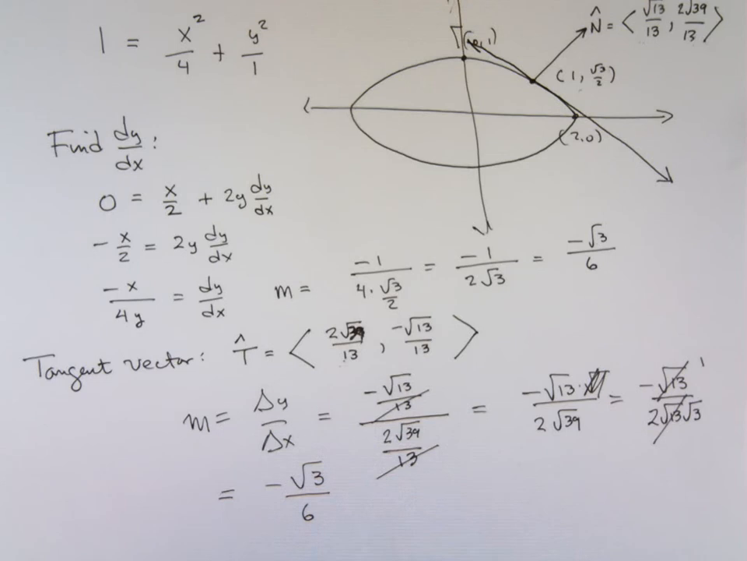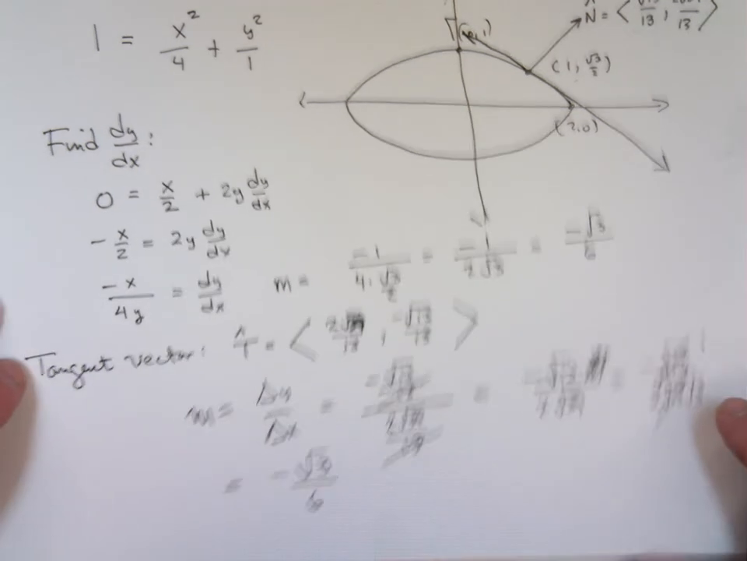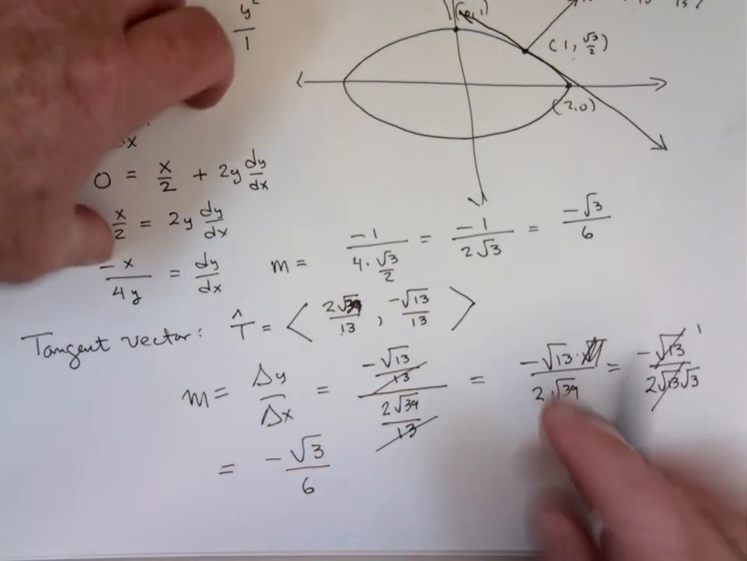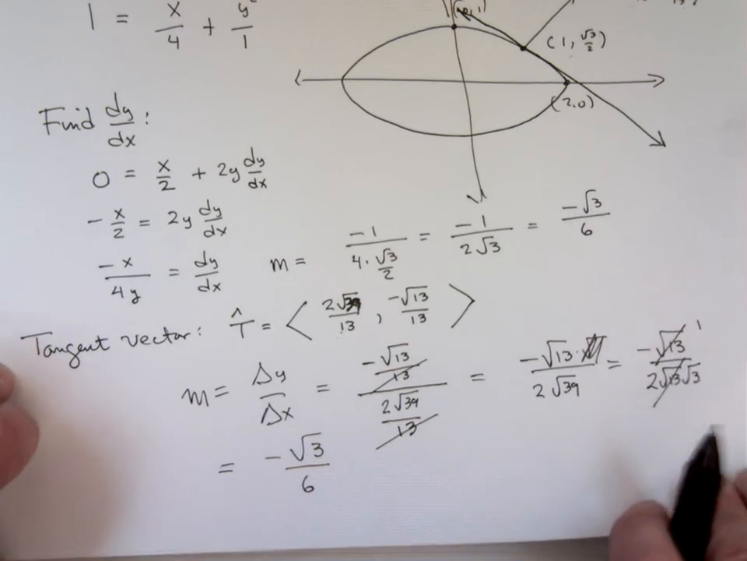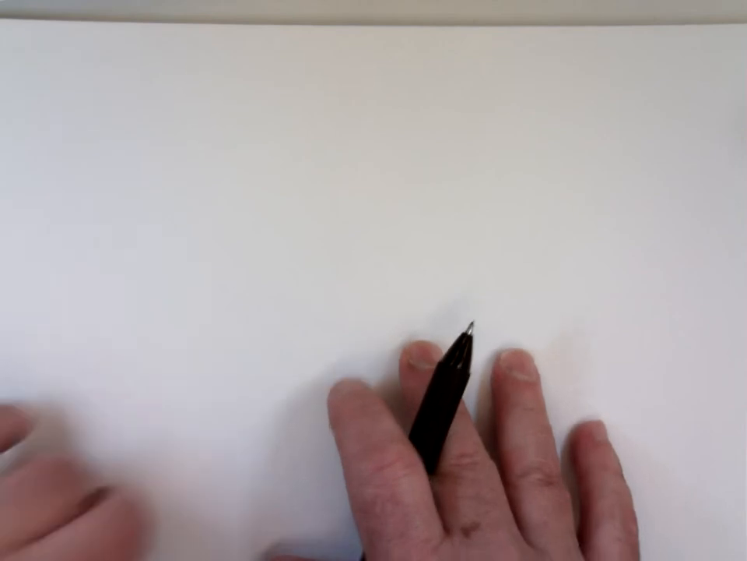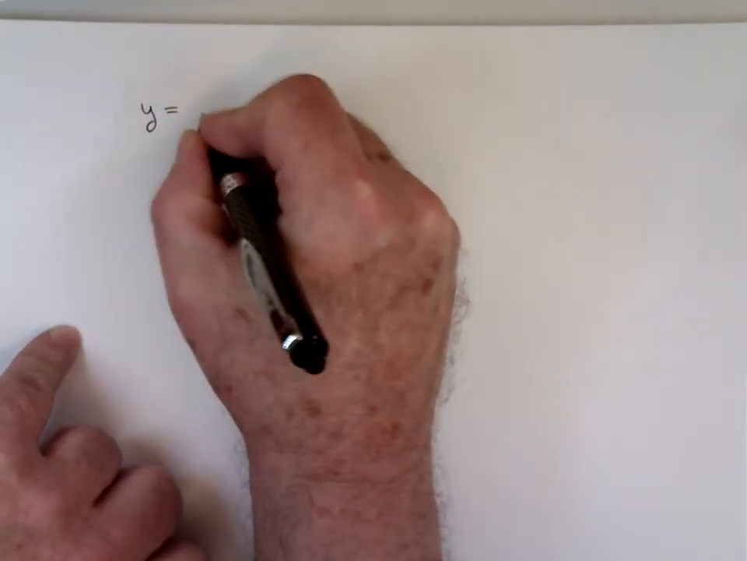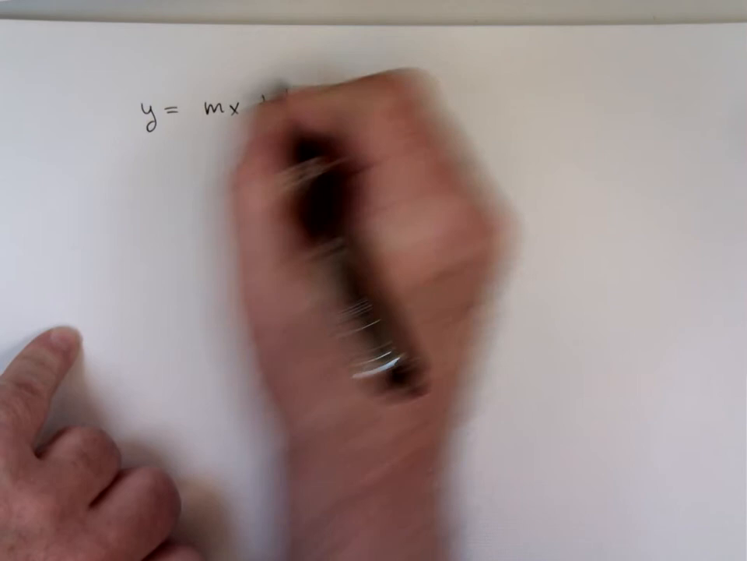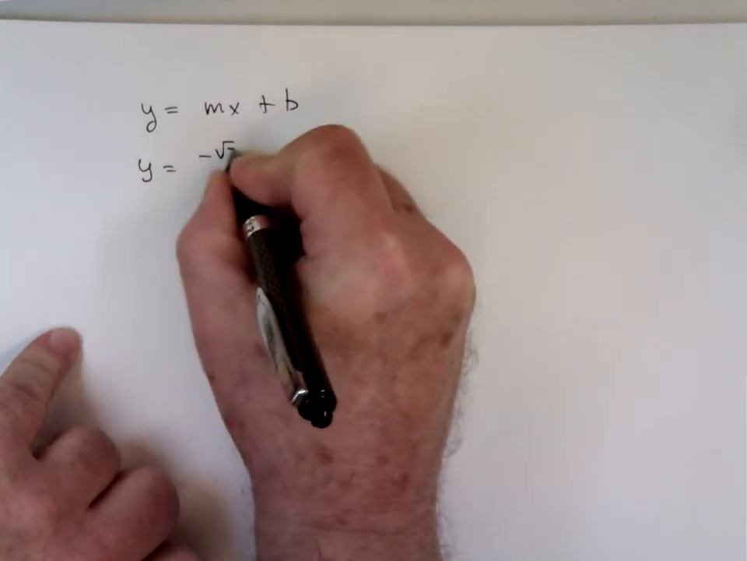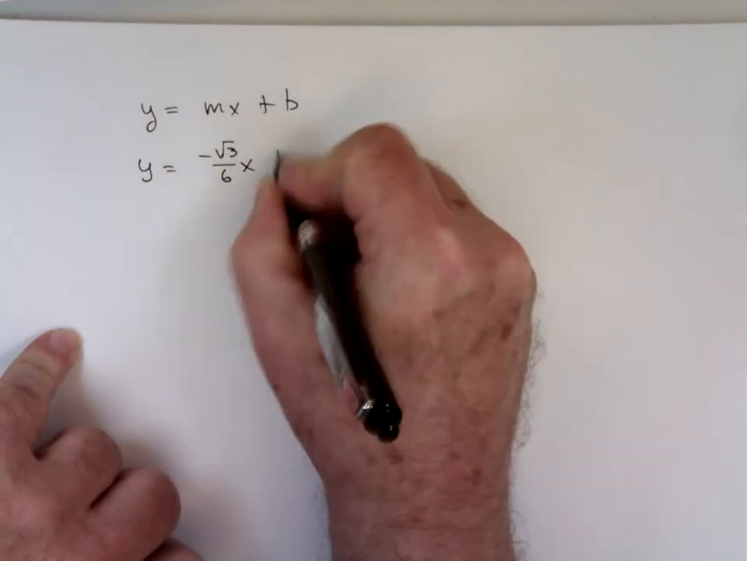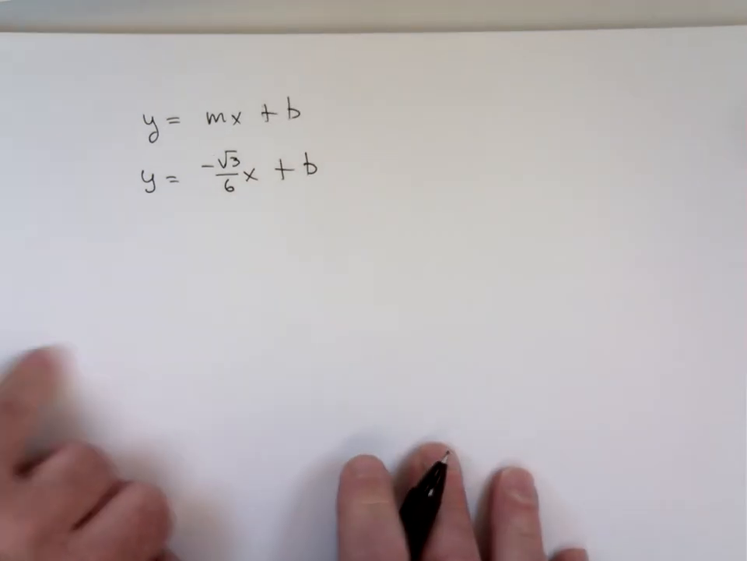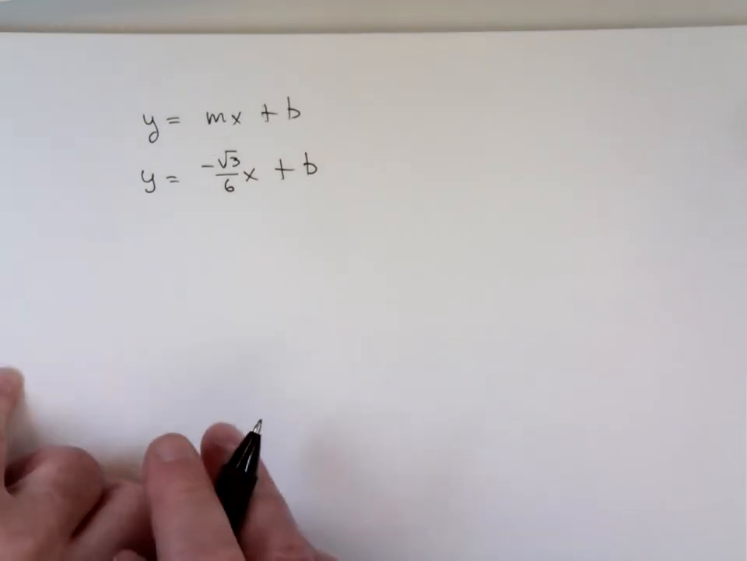That's a good point. Okay, so now we have the slope of that line. We have a point. Let's write the equation of that tangent line. The equation of that tangent line is in the form y equals mx plus b. So here we go. We know what the slope is, and we know what a point is, and that'll enable us to solve for b. The point is 1, square root of 3 over 2.